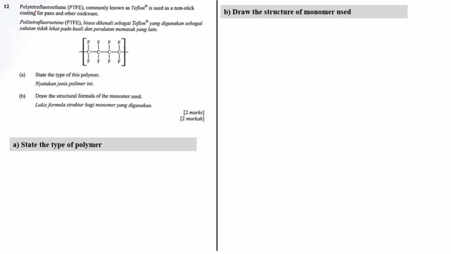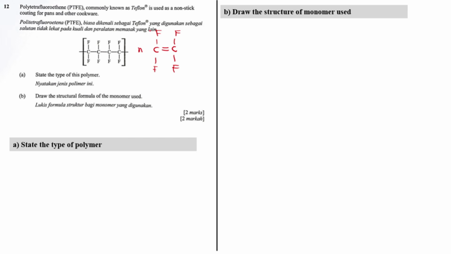For question number 12, polytetrafluoroethene (PTFE), commonly known as Teflon, is used as a non-stick coating for pans and other cookware. This is the structure of the polymer, and we need to state the type of this polymer. We know that the repeating unit will have CF2, CF2 repeated a few times. This type of reaction will have single bonds, so you know that it comes from a carbon-carbon double bond, and then you're going to have F here, F here, F here, and F here.